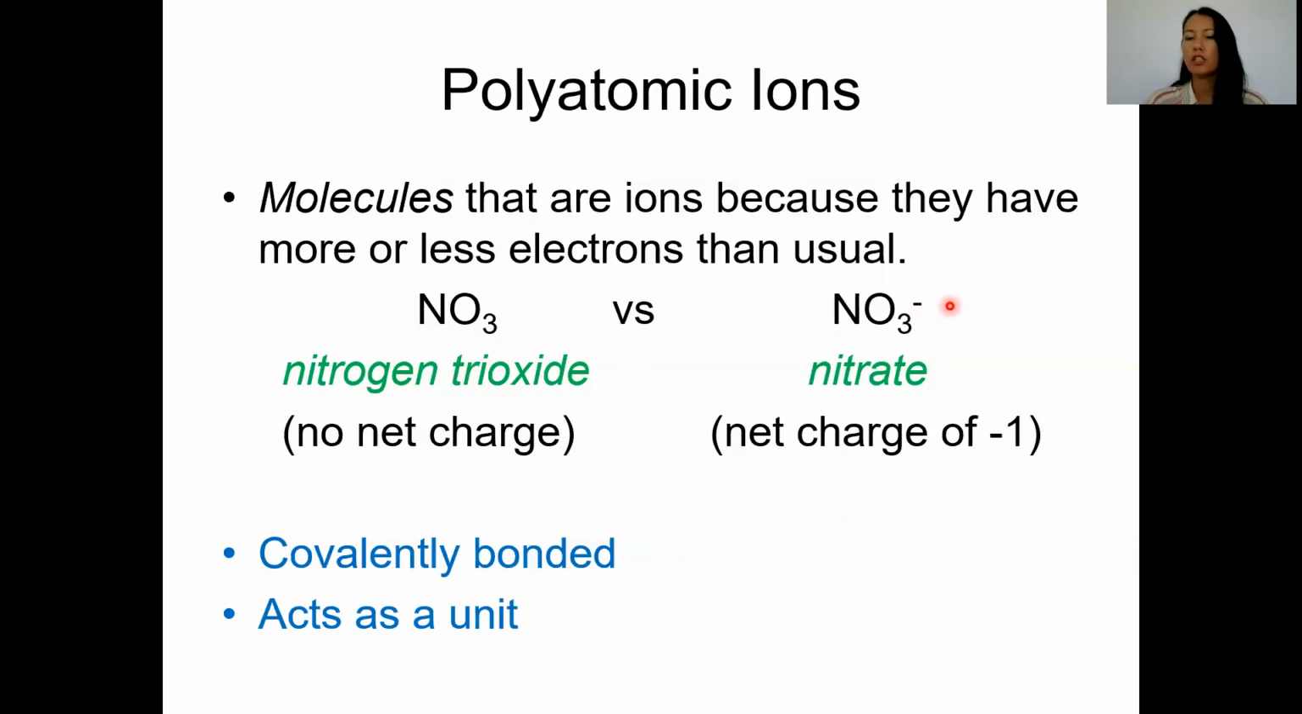So when you're not sure if you have a covalent neutral compound or an ion, look at the charge. Look at whether it's paired with something. Like if I had lithium nitrate, then the nitrate is an ion, net charge of -1. These are covalently bonded units with the charge, and they act as a unit. So if you react with these guys, you don't break up N's and O's. It always stays NO3, but it's a minus charge.